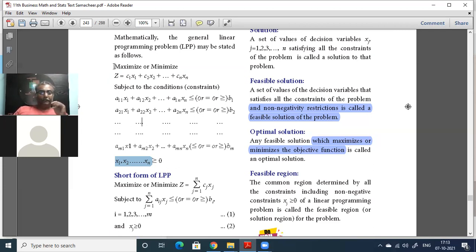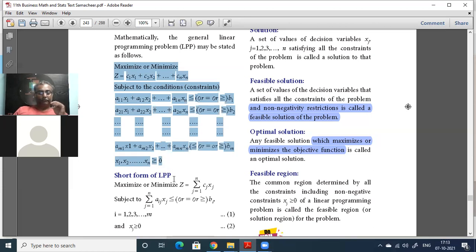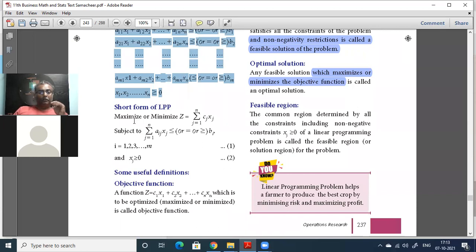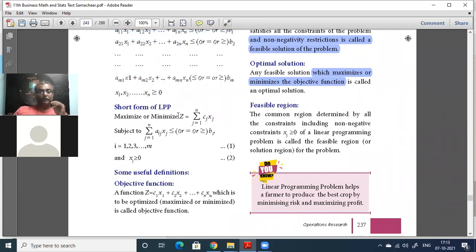You understood? Okay. This is the situation. So that short form only we are giving. Maximize or minimize. You can minimize or you can maximize. For example, you can say maximize the profits. Another situation, you can say minimize the costs, or minimize the production. So either it will be maximize or minimize. Some optimum you must reach.